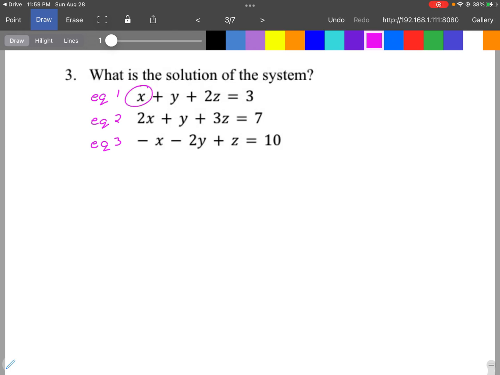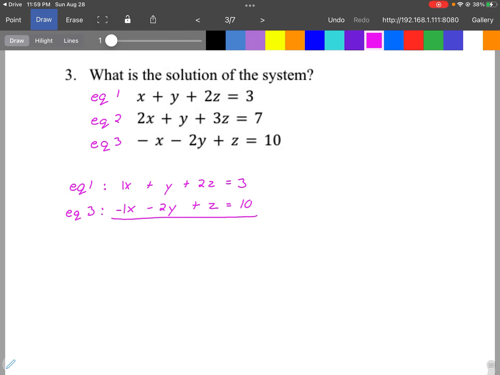So then, because equation 1 and equation 3 have the x's already set up to cancel, I'm going to start there. So I'm going to take my equation 1 exactly as it is, x plus y plus 2z equals 3. Then I'm going to take equation 3 just the way it is, which is negative x minus 2y plus z equals 10.